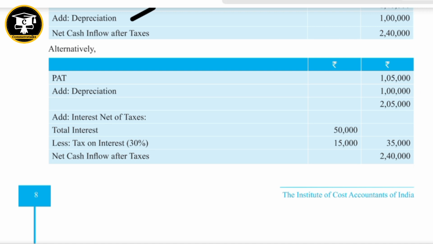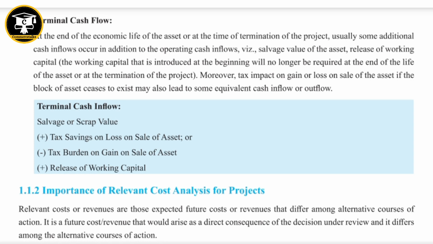So this is the simple rule, profit after tax. To that, first of all depreciation is added and interest is added. From that, tax on interest is deducted. So we arrive at net cash inflow after tax. So this is a very simple format. Just go through the format.